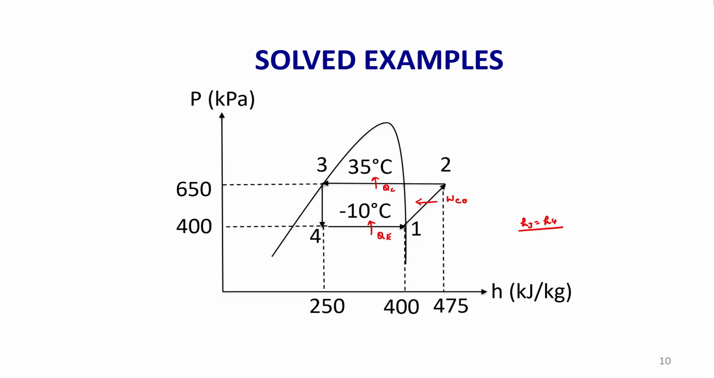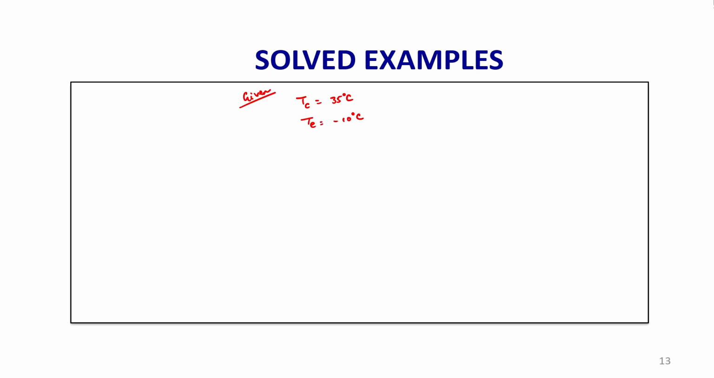Okay, and now we can read out this enthalpy from the pH chart, with values given in the problem. So we are not taking the values from the table. H1 is 400, H2 is 475. Let me write this one. From the pressure enthalpy diagram, H1 is equal to 400 kilojoule per kg, H2 is equal to 475 kilojoule per kg.